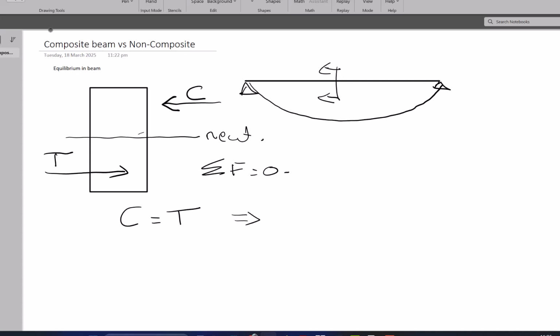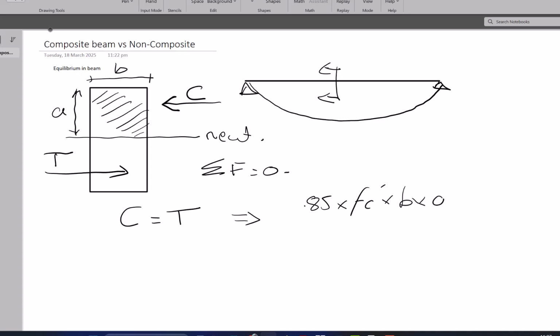And since this is concrete, let's take the area of this block. We use A because we don't know what depth of this concrete block is participating in the compression. So this is A. Therefore, we use a safety factor of 0.85 multiplied by f'c, multiplied by the breadth of the section and the A, which is the depth. So this is the compression part.